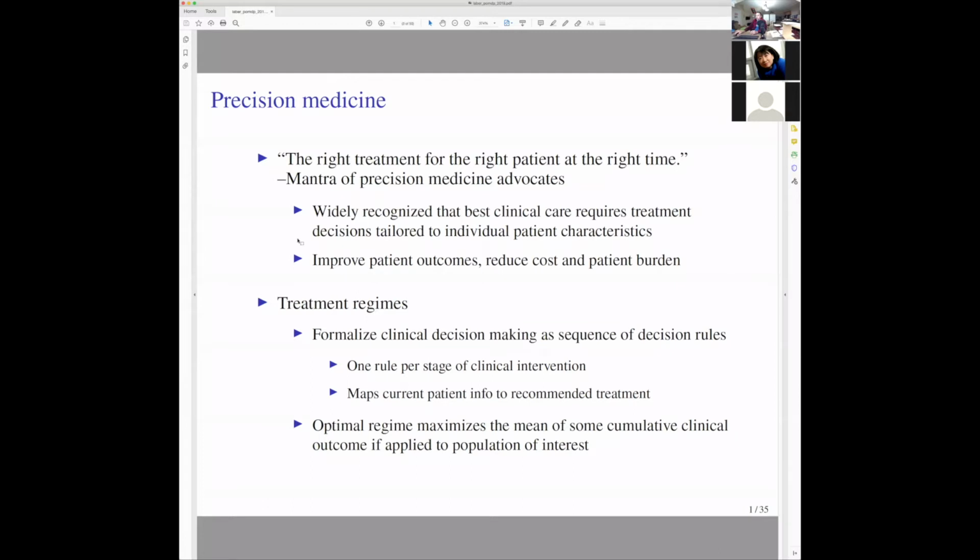But our goal here is to mathematize this or formalize this, and we do that using what I'll call a treatment regime. And so this is the formalization of sequential decision-making as a sequence of decision rules, where each decision rule is a map from the information you have at the time the decision is being made to a recommended clinical intervention. And so you can think about this as a recipe for how to adjust treatment over time to the evolving health status of each patient.